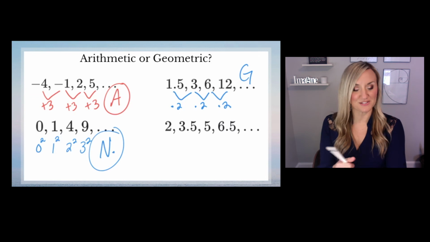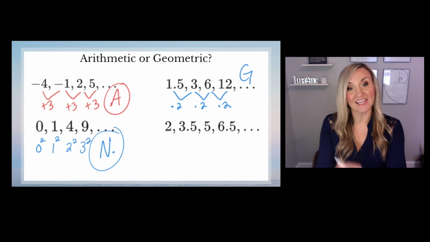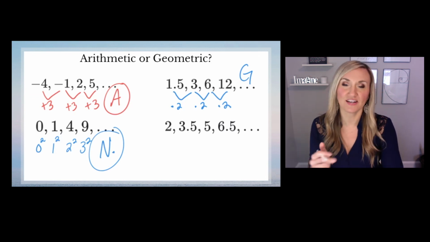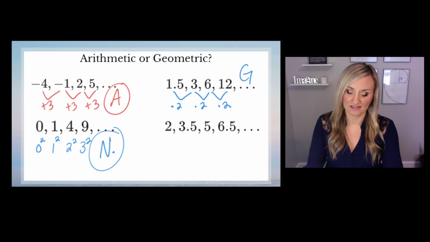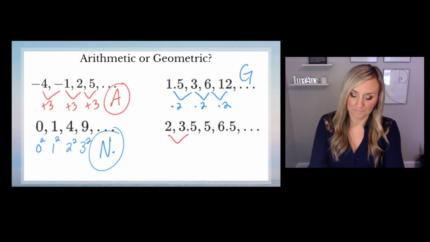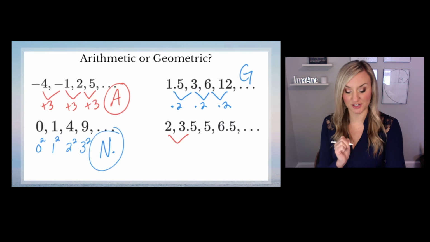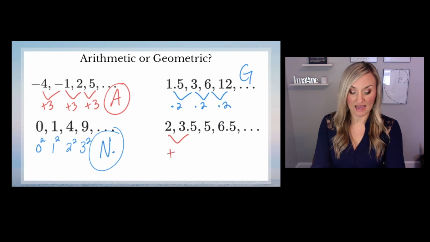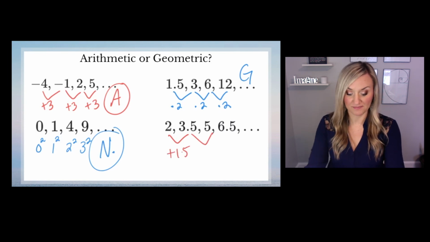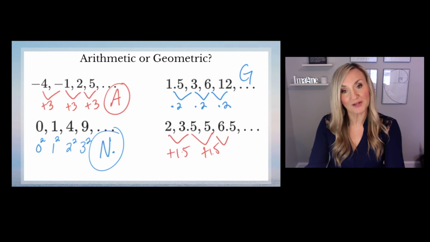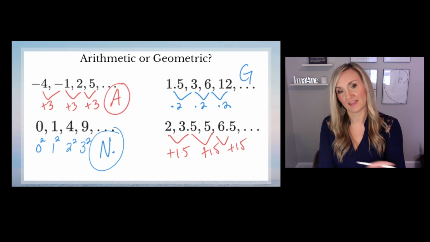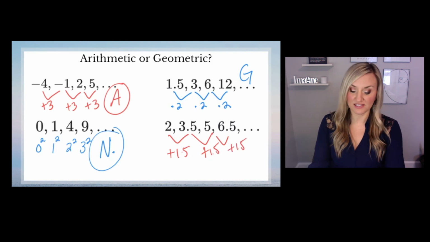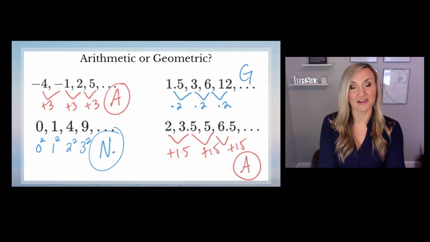Okay, last one's for you to try. Let's see how you do. So pause this video, try to figure it out. All right, how'd you do? Adding 1.5 each time? You would be correct. And so that means that this sequence is arithmetic and its constant is adding by 1.5 each time.